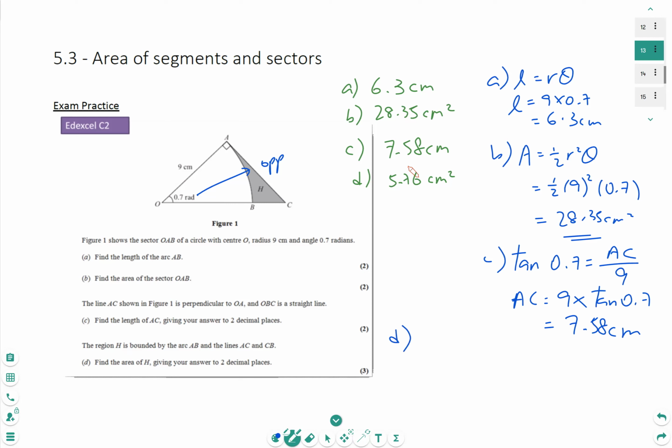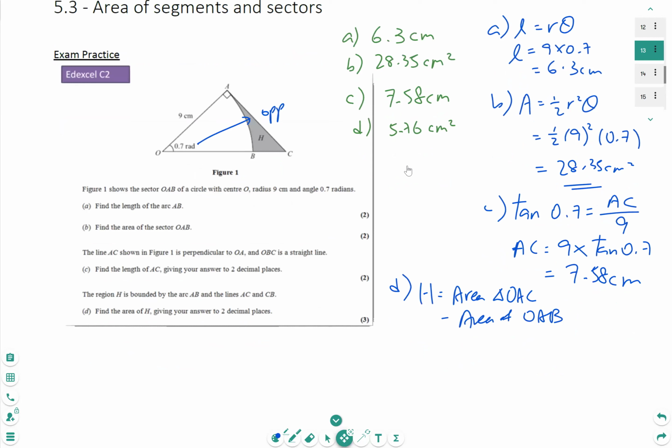D. The area, the region H is bound between the arc AB and the lines AC and CB. So essentially to find H, we can use the triangle OAC, the whole triangle, minus the sector. So H equals area of triangle OAC minus area of sector OAB. We already have the sector OAB from part B.